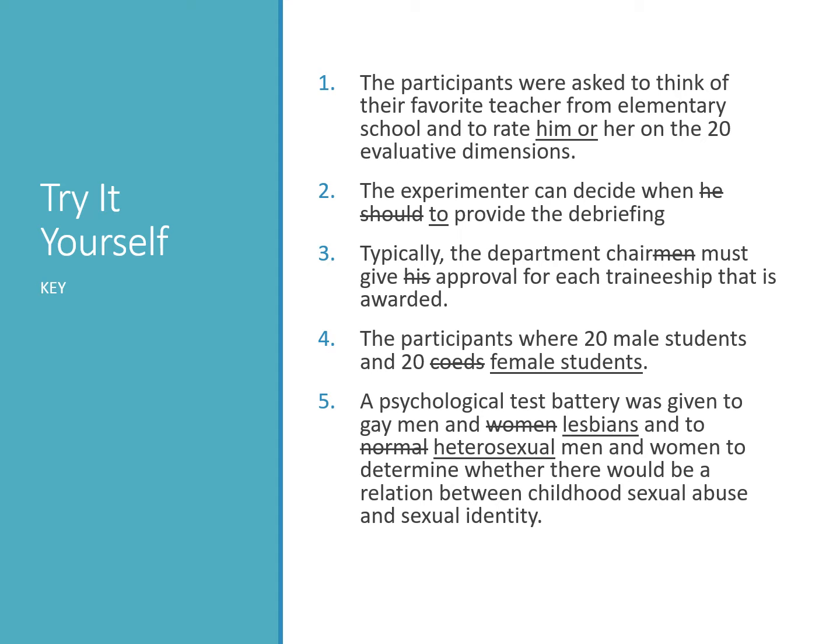For the first one, participants were asked to think of their favorite teacher from elementary school and rate him or her, or you could say rate them. But the way it was previously stated, it made the assumption that the teacher was female, which is not accurate. Same for number 2, the experimenter can decide when he should provide the debriefing. The experimenter may also be female, so we'll make it more gender neutral: when they provide the debriefing. The term chairman is obviously a gendered term, so we can just say department chair.